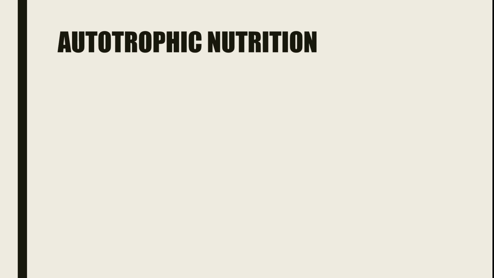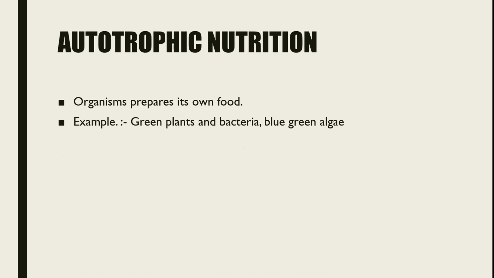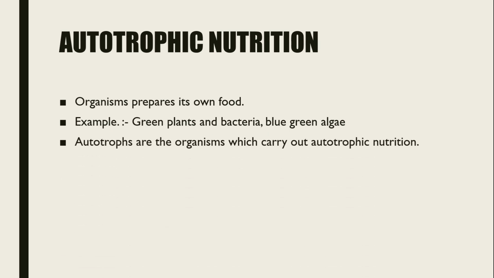The first one is autotrophic nutrition. Here the organisms prepare their own food. They use simple food material obtained from inorganic sources and make their own food. Examples of autotrophic nutrition are green plants, bacteria and blue-green algae. So the organisms which carry out autotrophic nutrition are called autotrophs.